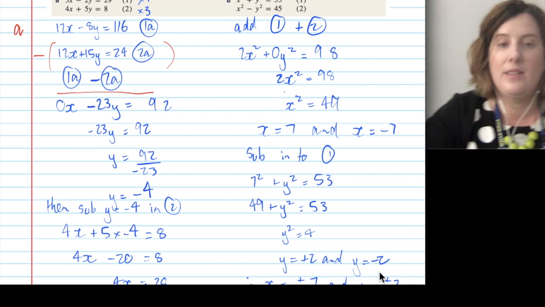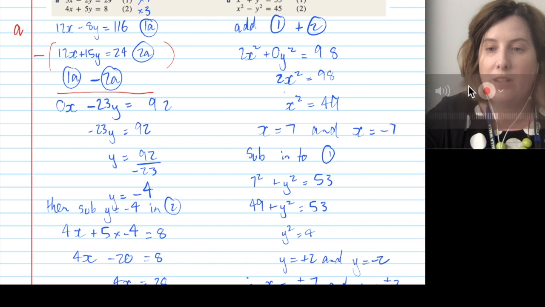That's simultaneous equations by elimination. Have fun.